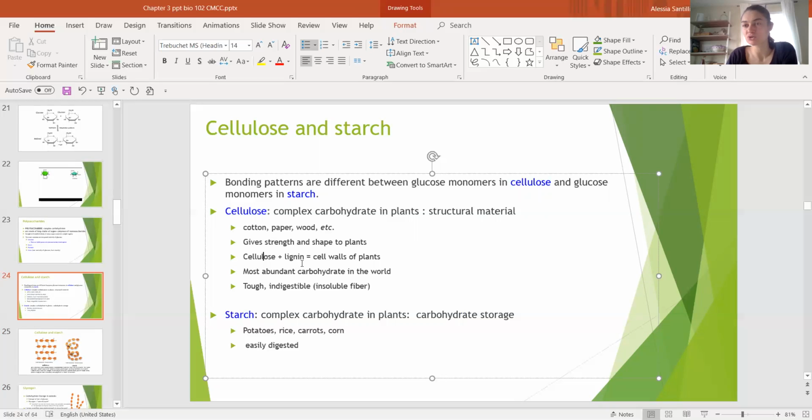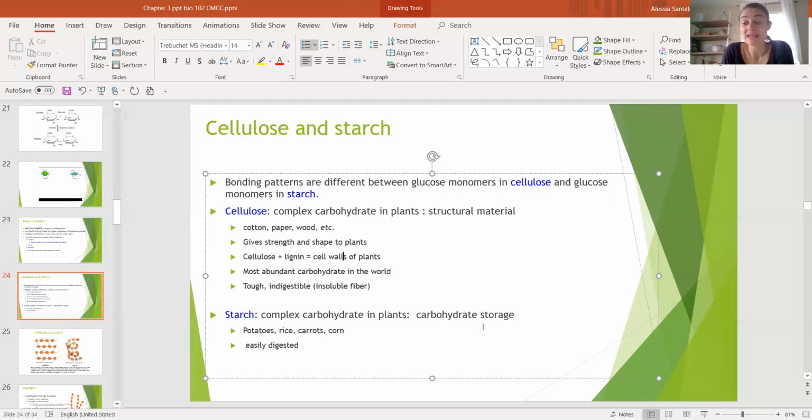Cellulose plus another component known as lignin makes up a component of the plant cells called the cell wall. Around every single plant cell, not animal cells, but only plant cells, they have this barrier around the cell called the cell wall, and that basically strengthens the cell, right? This is the most abundant carbohydrate in the world. If you look around you, every single plant in this world, be it grass, trees, a rose bush, whatever, has cellulose in it, and therefore it's the most abundant one.